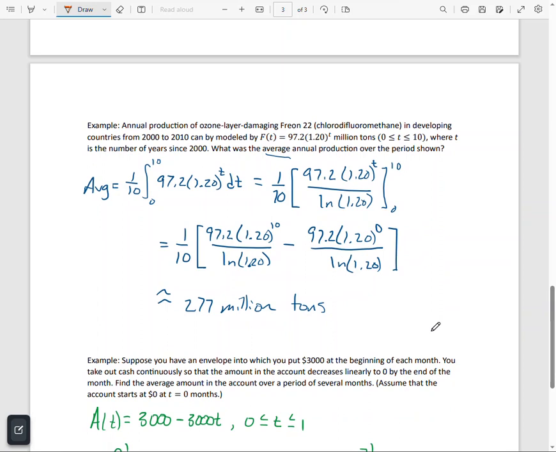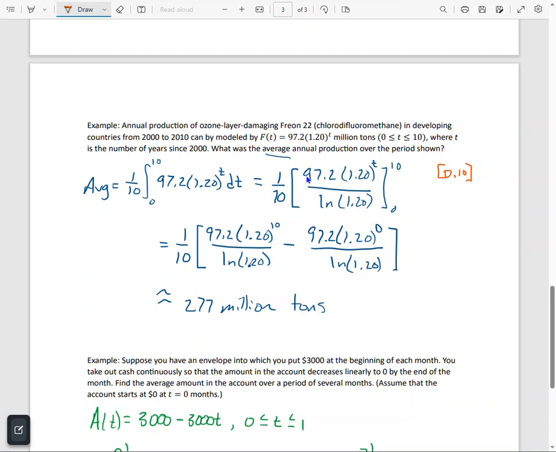Annual production of ozone layer damaging Freon 22, which is known as chlorodifluoromethane, in developing countries from 2000 to 2010 can be modeled by F of t equals 97.2 times 1.2 to the t million tons for t values between 0 and 10, where t is the number of years since 2000. What was the average annual production over the period shown? Well, I know the average over the period from 0 to 10 will be 1 over 10 minus 0, the integral from 0 to 10 of 97.2 times 1.2 to the t dt.